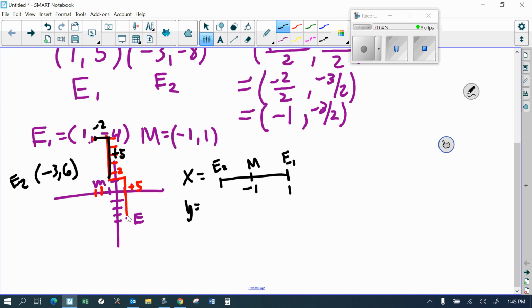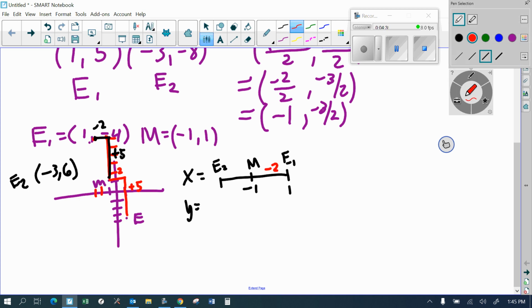So how far is it from 1 to negative 1? Which direction did I go? I went left 2, or back 2. So I have to do it again, back 2. What's negative 1 minus 2? Negative 3. And there's that negative 3 right there. I do the exact same thing for the y.